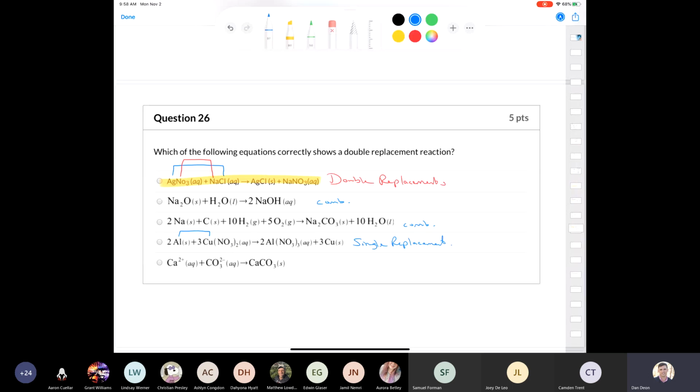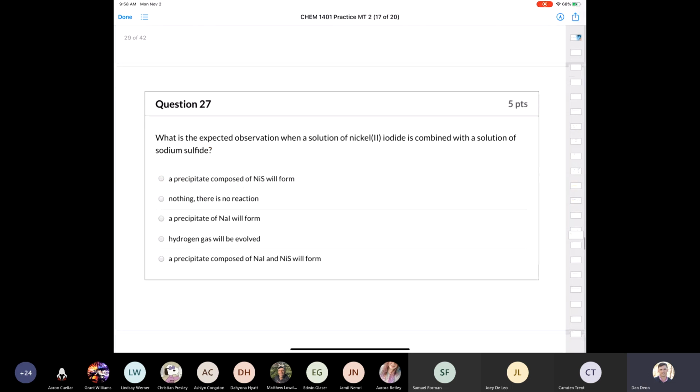And then the last one is just showing two ions coming together to form a solid. And so that is not a double replacement reaction. Number 27, what is the expected observation when a solution of nickel 2 iodide is combined with a solution of sodium sulfide? Again, more nomenclature.